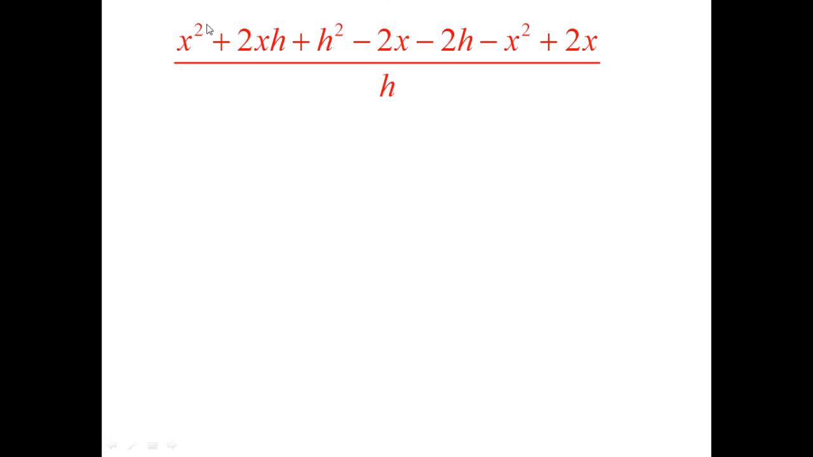And look at that, the x squared and the negative x squared, those are going to cancel. I've got negative 2x and positive 2x, those are going to cancel. And I'm left with terms that all have an h in them. Now, a hint for the future, this will always happen.